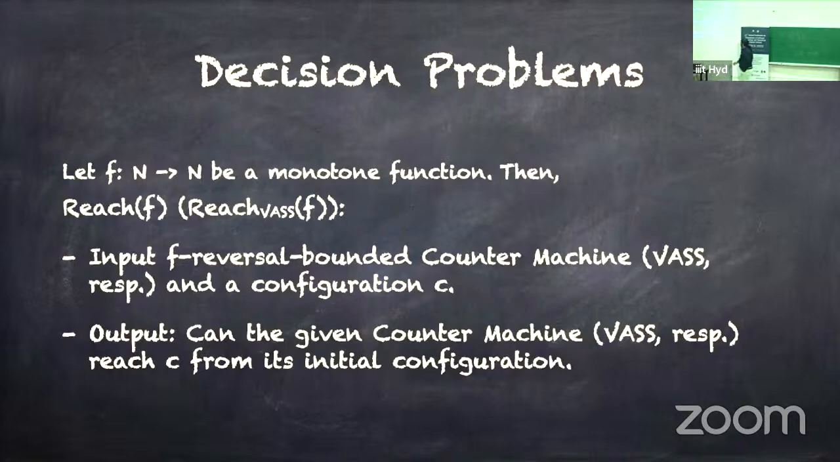So now the decision problems that we are interested in are the following. We are interested in the reachability of F reversal bounded counter machines and F reversal bounded VAS for the class of functions that you can think of, where F is one of the inputs. So the input is an F reversal bounded counter machine and a configuration C, and the output is whether you can reach C. Notice that this is a promise problem. The counter machine is given to us along with the promise that it is indeed an F reversal bounded counter machine.